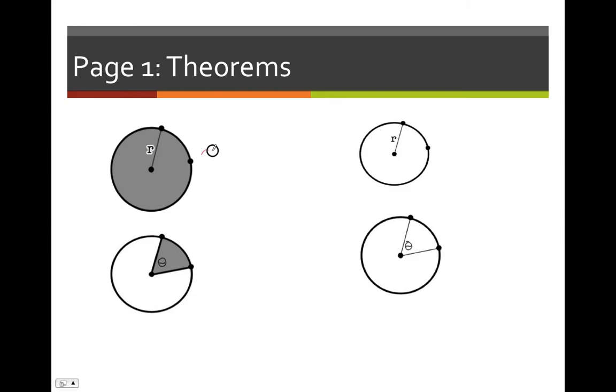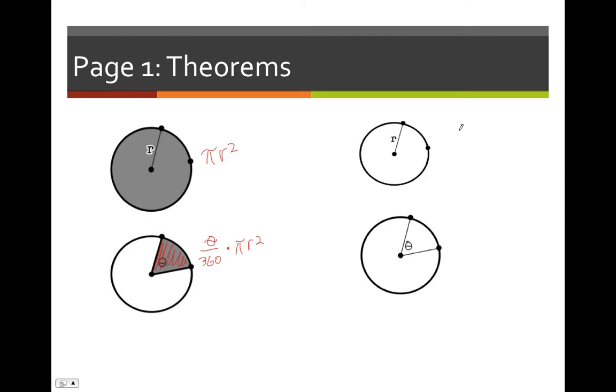Area of a circle, pi r squared. If we have the sector, so we just want this portion of the circle, we take that portion that we have. So if this was 60 degrees, it would be 60 out of the 360 in a circle, and we multiply that times the whole circle to take that portion.